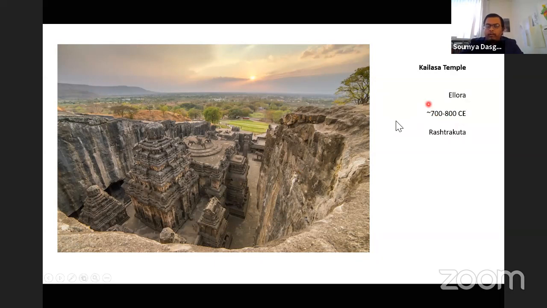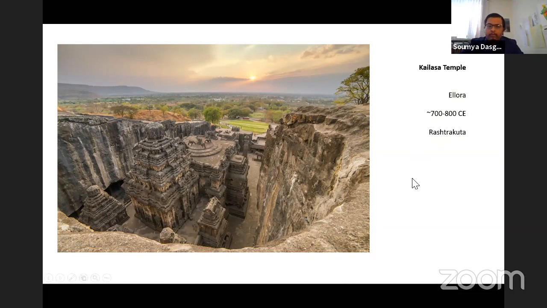This is in Ellora. I'm sure there are many participants from India here, and many of you might have gone there, seen it, and appreciated it. If you have visited India, this is of course one of the first places that you should visit. It's on the tourism bucket list, visited by people from all over the world. It's by the Rashtrakuta dynasty.